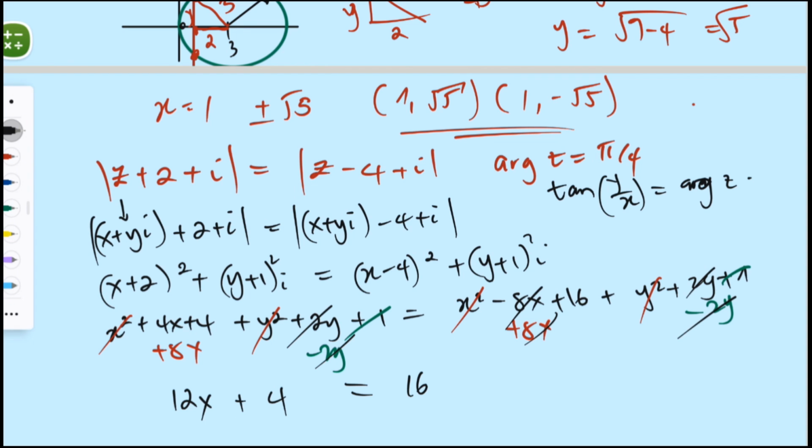Okay, so then 12x is equal to 16 minus 4, which is also 12. So x is equal to 1.